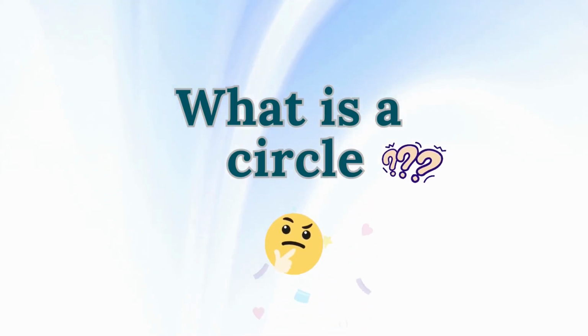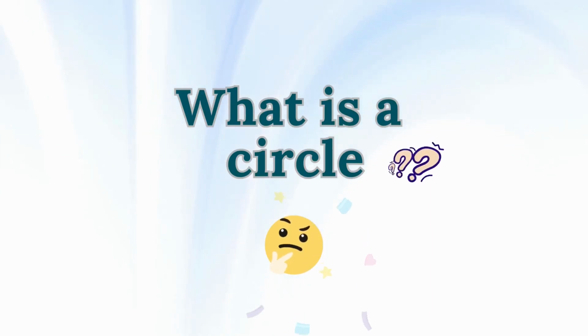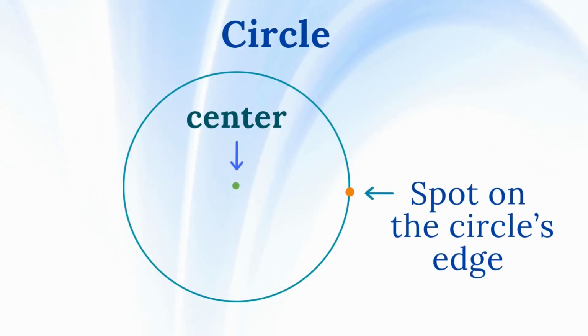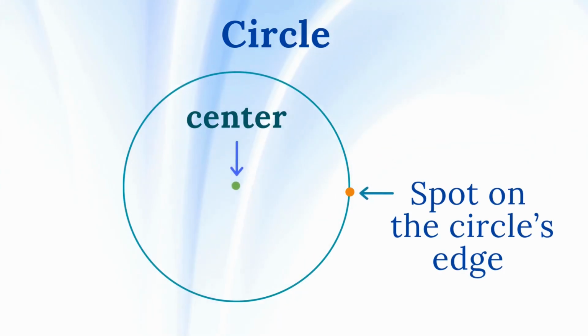First, let's ask a question. What is a circle? A circle is a round, closed shape where every point on the edge is the same distance from one special point in the middle, called the center. The center is the special dot right in the middle of the circle. Every spot on the circle's edge is the same distance from this dot.